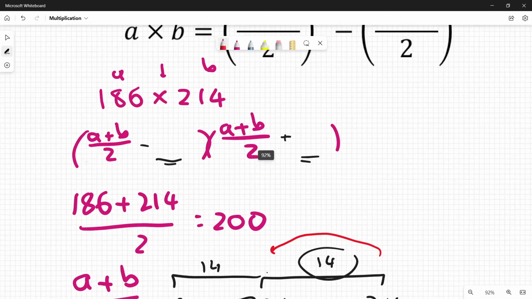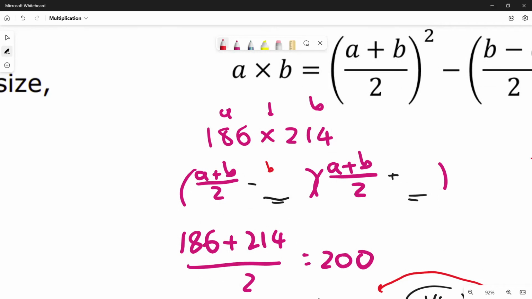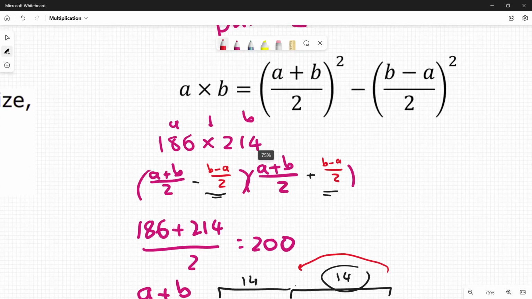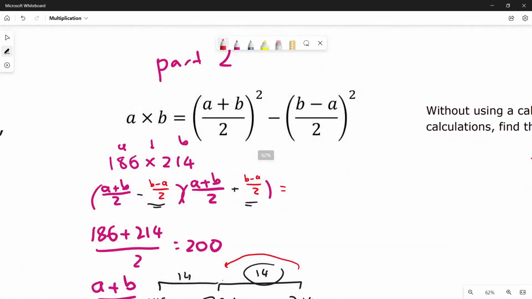So going back to our formula here, we can rewrite this as A plus B over 2 minus B minus A over 2 plus B minus A over 2 here. And how do we get to our final formula? Well, we just use our difference of two squares.